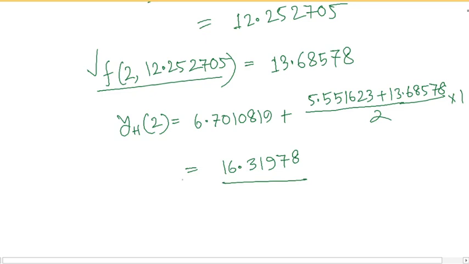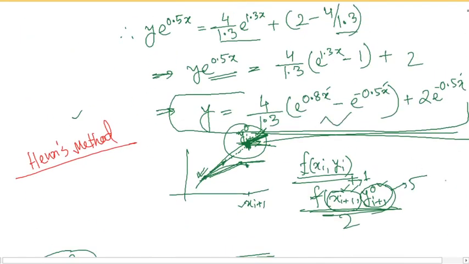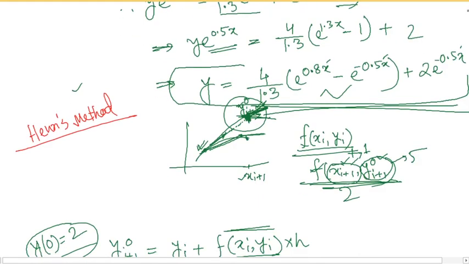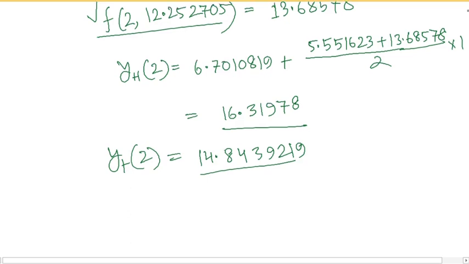This is the Heun's value for 2. And if we calculate the true value at 2 using the analytical solution we have derived, if we put the value of x equals 2, then we will get the true solution as 14.8439219. So we are getting close to the solution using Heun's method, whereas the Euler method used to deviate in a huge manner.